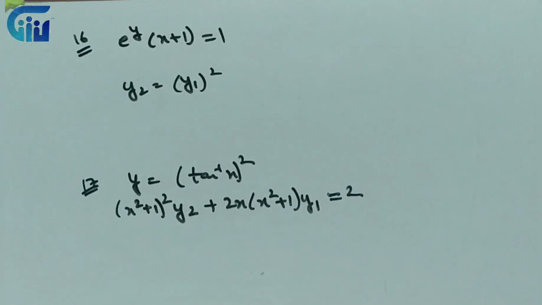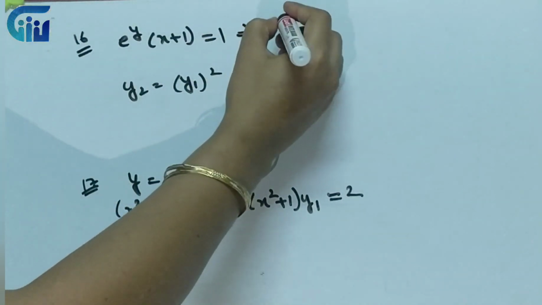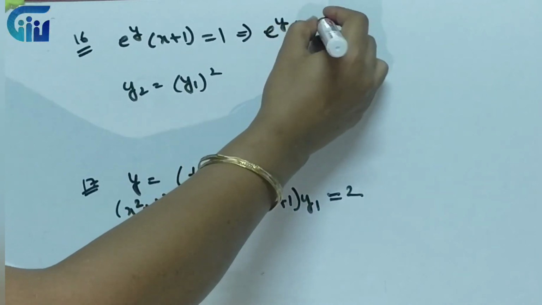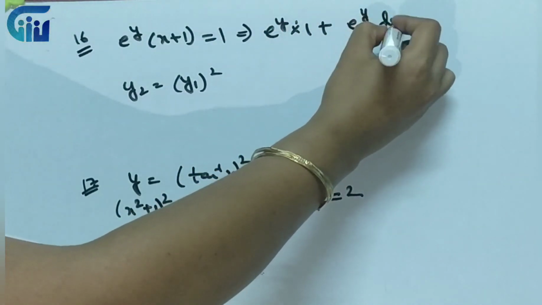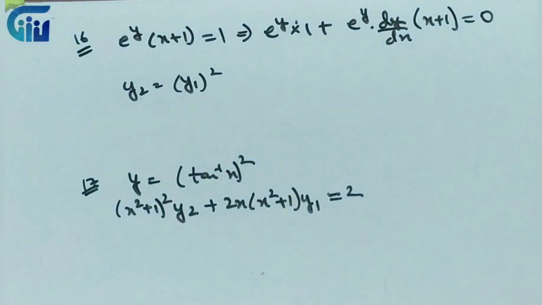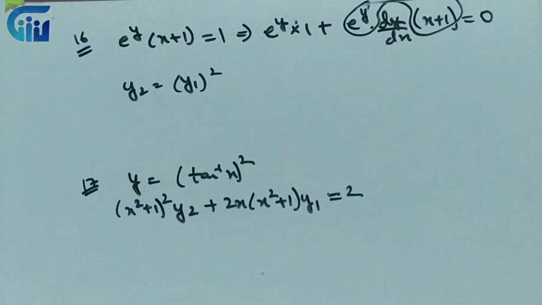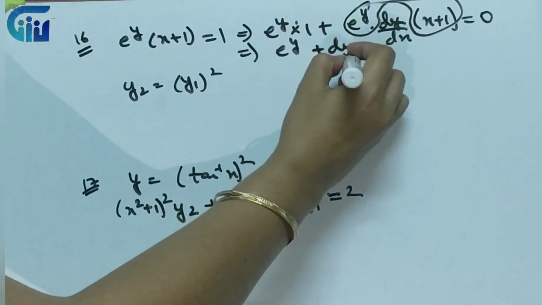Now what is given? e^y (x plus 1) is equal to 1. We have to prove y2 is equal to y1 whole square, right? So if we differentiate this by product rule, it will be e^y as it is, x plus 1 derivative is 1, plus then further derivative for e^y will be e^y, derivative for y will be dy by dx, and this will be x plus 1, derivative for 1 will be 0, right? So in place of this particular thing, e^y into x plus 1, can I write 1 from the original question? Yes, of course. So it will be e^y plus dy by dx is equal to 0.